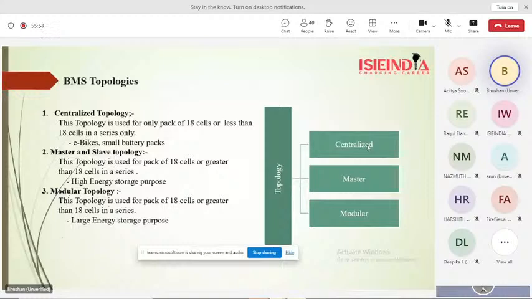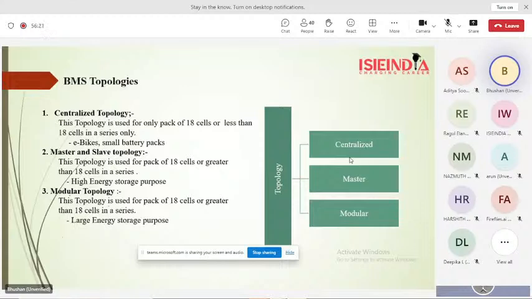After 18 cells are connected in series, we call it centralized. Then we go to the analog front end. The analog front end reads the data and sends it to the microcontroller, which processes the data and makes decisions. Then we get the state of charge, state of health, and thermal management systems. All these things are the output of the system after the microcontroller.